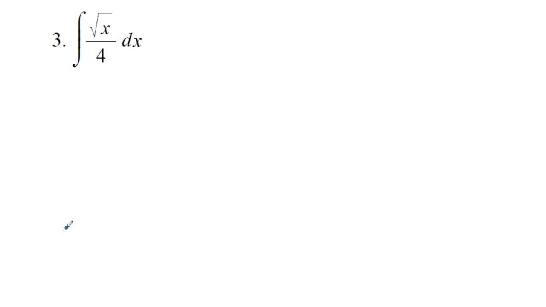Next, problem 3. Now, in this case, we have the integral of square root of x over 4. And the square root of x, that's a radical form, can be written in rational form as x to the 1/2 power. So let's go ahead and simplify this.